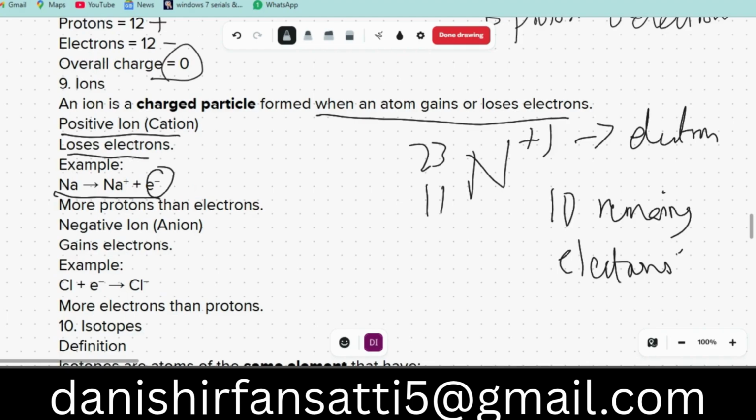Whereas negative ions are those ions that gain electrons. For example, chlorine has 17 protons, but if it has a minus 1 charge, that means it gained 1 electron. Minus is for the gain, plus is if it loses electrons. So that means it has more electrons than protons.